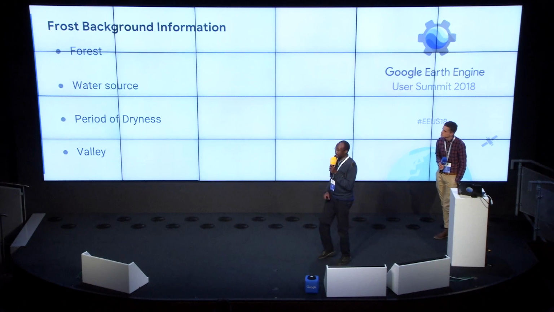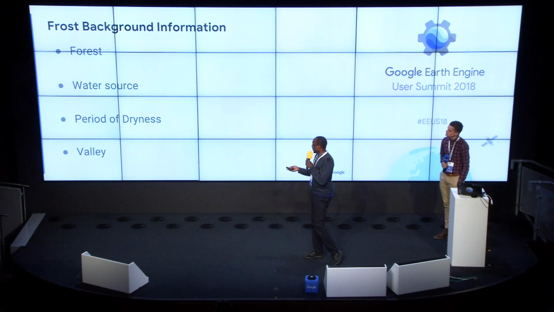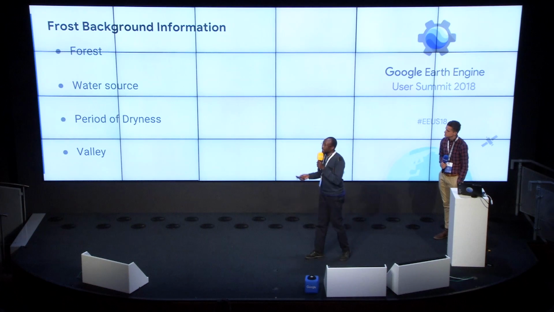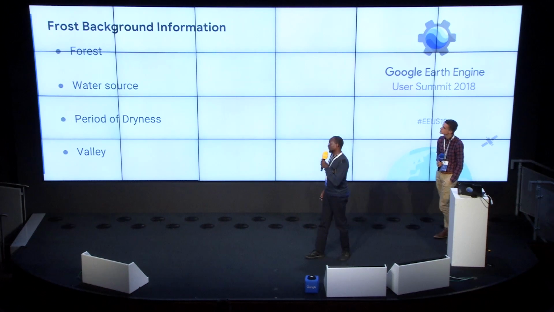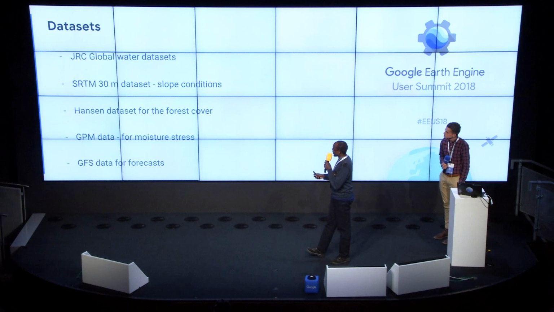is a source of water nearby, and there is like a 30-day or 40-day period of dryness. So that kind of actually impacts the severity of the frost. And also, if the area is around a valley, then that helps somewhat in the severity of the frost. So this guided us into the data set that we are going to use.